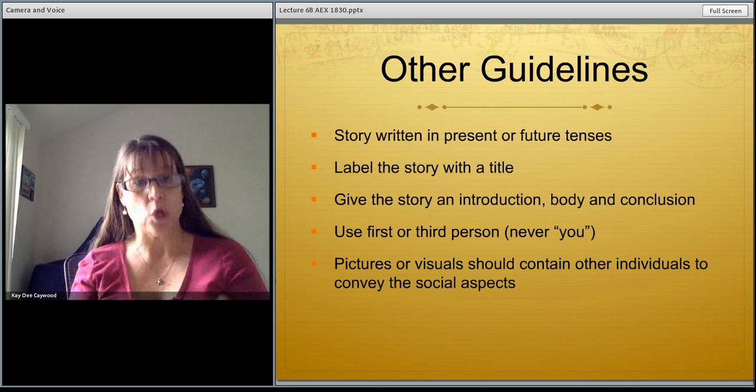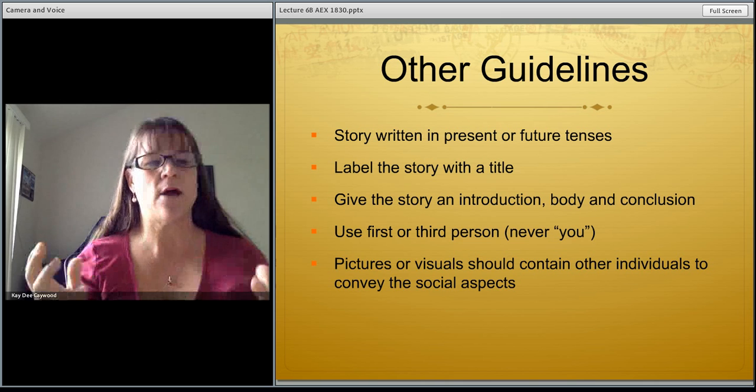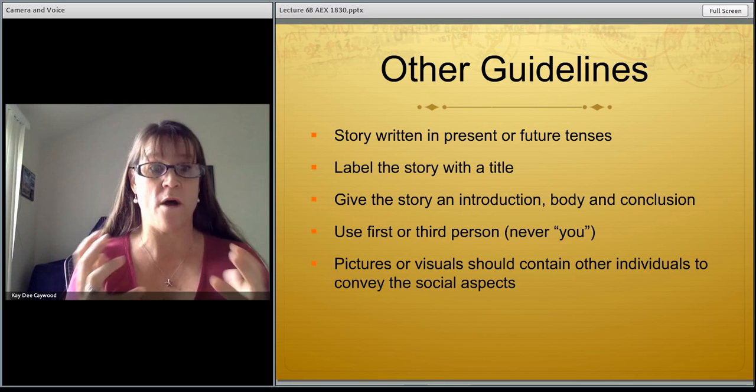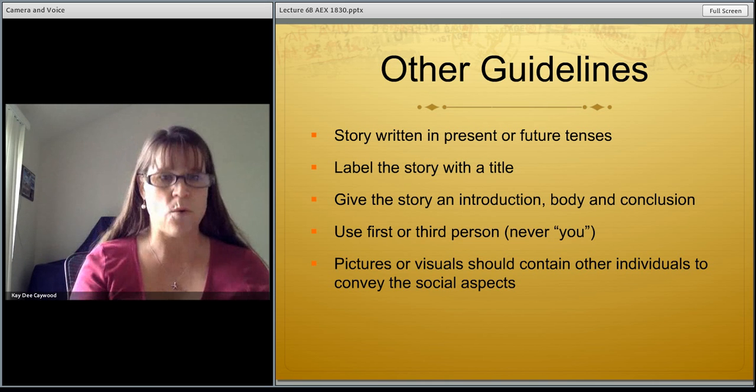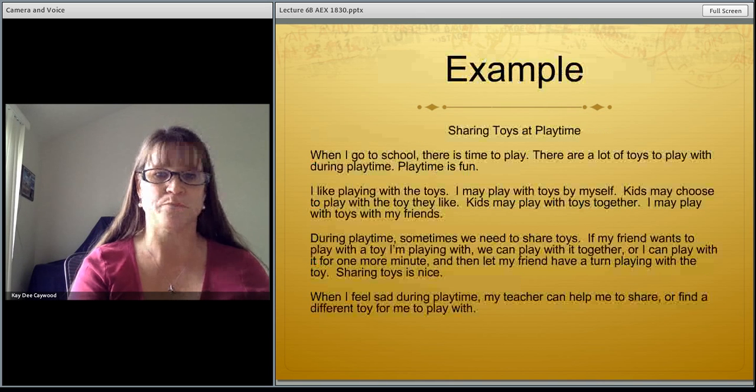It is a social story, it's not a behavior story. So you're telling about how to behave in a social situation and what that social situation is. So you always want to include other people so that that social situation is clear.